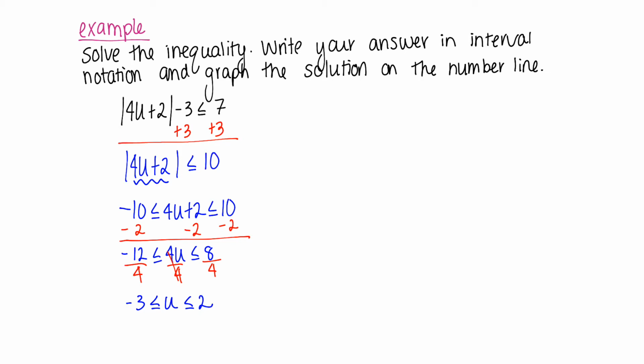Now what's really nice is that your interval notation, when you have this compound inequality, it just pops right out. So the underlines mean brackets. So you have bracket negative 3 to 2. That's your interval notation. That's the answer for the interval.